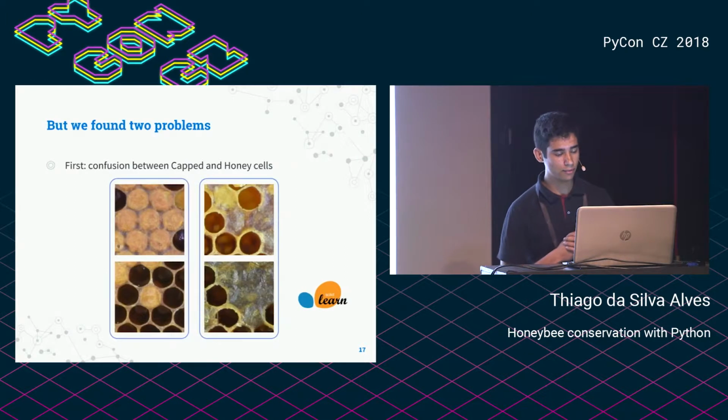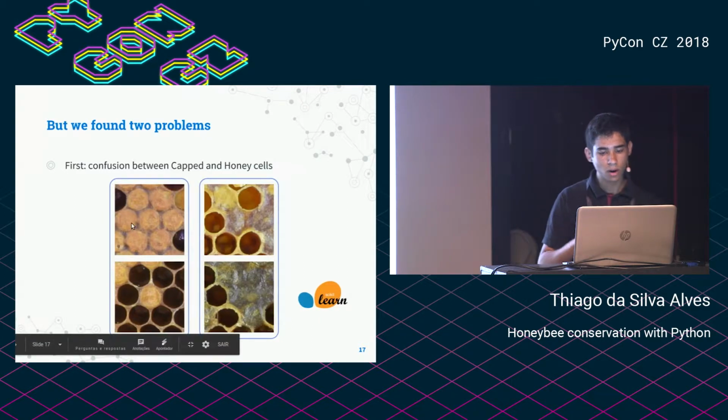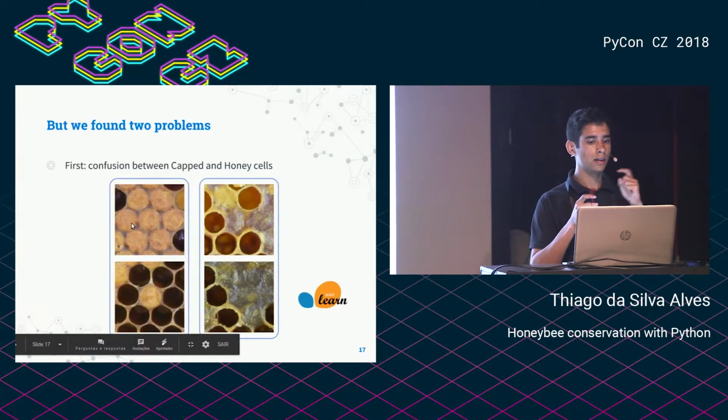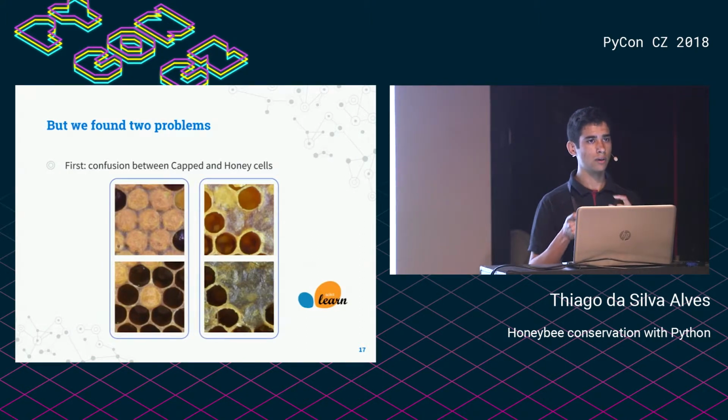But we have a problem. Looking at the confusion matrix, for which we used the scikit-learn confusion matrix, we saw that using only the center of the cells, the capped cells, the brood capped cells, and the cells with honey had a lot of confusion in these detections. So maybe we needed to use a bigger image.